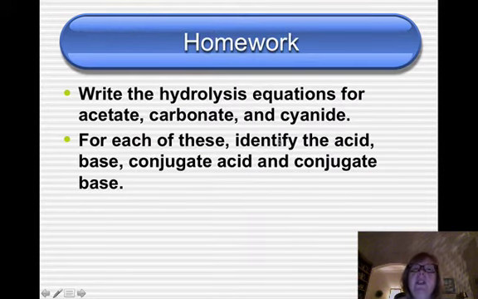Okay, so I want you to do a little bit of homework here. I would like you to write the hydrolysis equations for those acetate, carbonate, and cyanide ions. And then for each of those, identify in your reaction the acid, the base, the conjugate acid, and the conjugate base. So do exactly what I did with the fluoride ion. So you're going to have 3 equations when you're done.